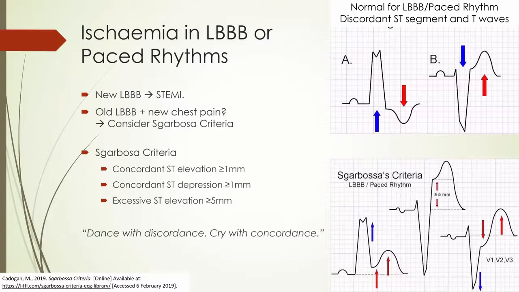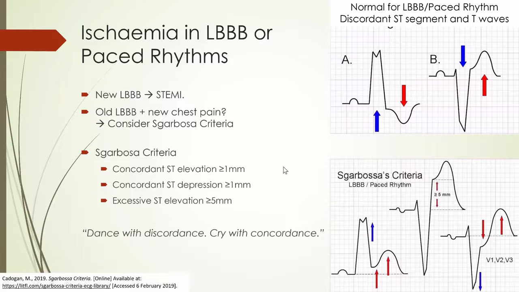One little caveat that I will add: although we do expect discordant changes, okay, we do expect the ST segment to go in the opposite direction to the QRS complex. If that ST segment elevation gets a bit too high, so greater than 5 millimeters, that's still suspicious for ischemia. So there should be some discordant change. If you've got a negative QRS, you should have some ST elevation. But if it's more than 5 millimeters of ST segment elevation, that's just too much, and you should still be suspicious for ischemia in that case. Alright, so hopefully the Scarbosa criteria can help you if you're assessing a patient like that.